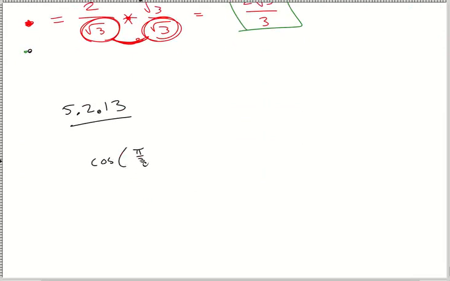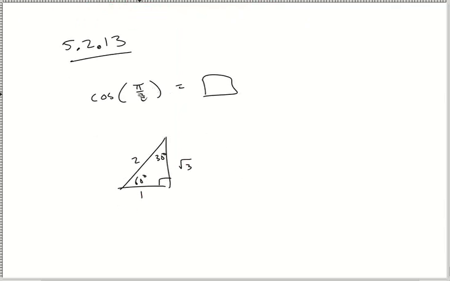Cosine of pi over 3 is equal to... And they give me this triangle here. I think it's the same triangle. Let me go ahead and just draw it out here. Yeah, this is the same triangle, same triangle as last time. I don't know what pi over 3 is. I see no pi over 3s here at all. I don't know what's going on.